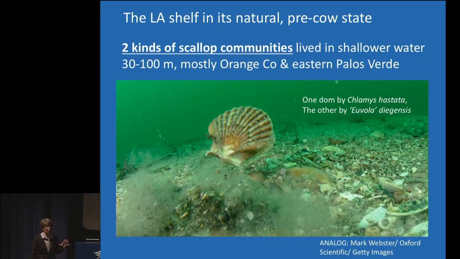In addition to those brachiopod communities, we also had two different kinds of scallop communities. They occurred in shallower water than the brachiopods, in waters only 30 to 100 meters deep. The brachiopods were deeper. This is an image of a swimming scallop on some shell gravelly bottom from over in northern Europe, but it gives you an idea of what the seabed would have looked like.